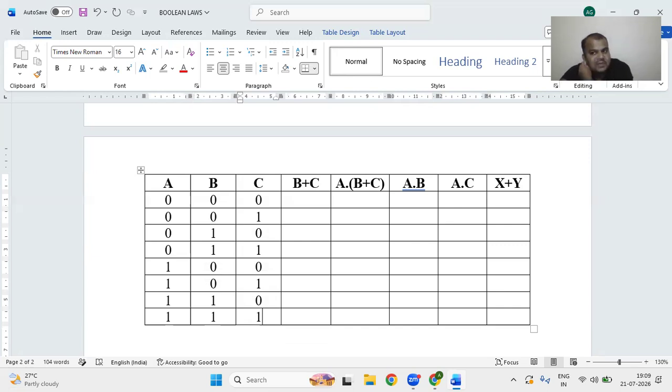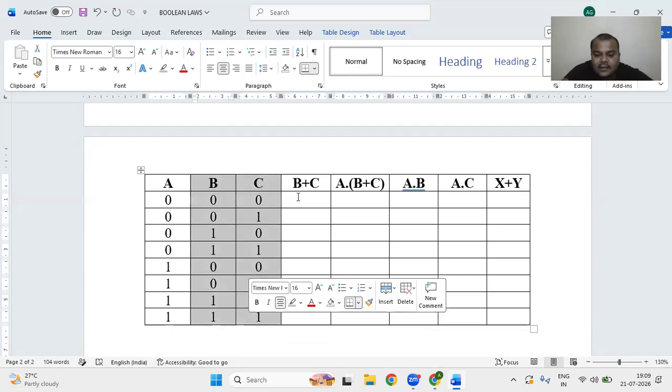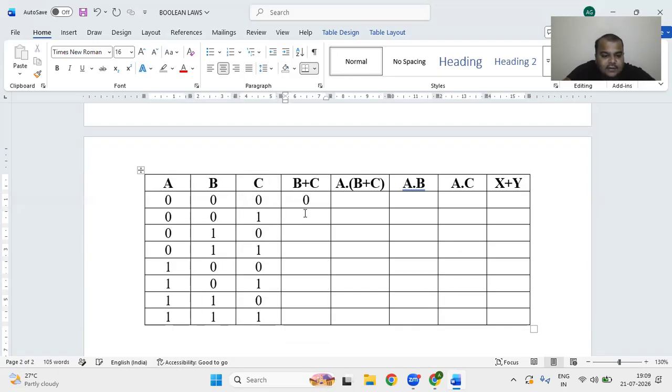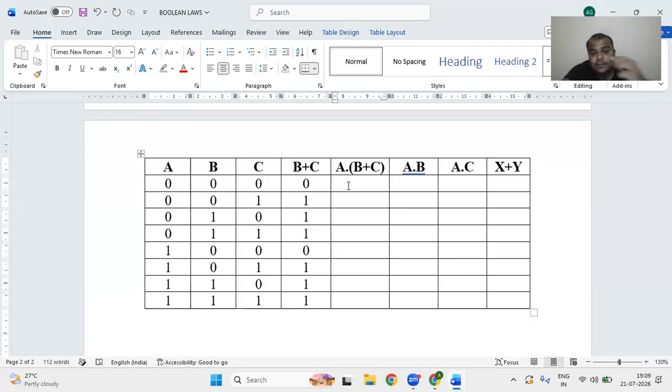So now we can take these two columns, B plus C. 0 plus 0, 0. 0 plus 1, 1. 1 plus 0, 1. 1 plus 1, 1. 0 plus 0 is 0. 0 plus 1, 1. 1 plus 0, 1. 1 plus 1, 1. So this column you have to multiply with A. This one and this one. Okay, A into B plus C.